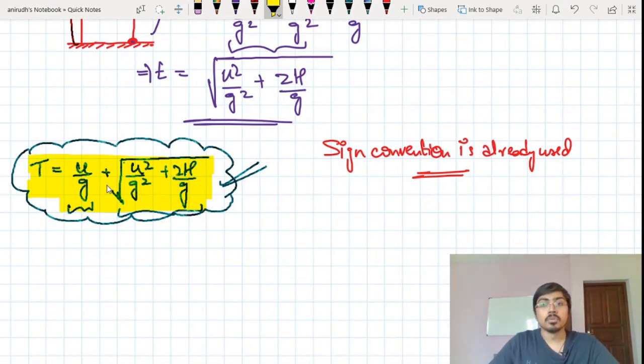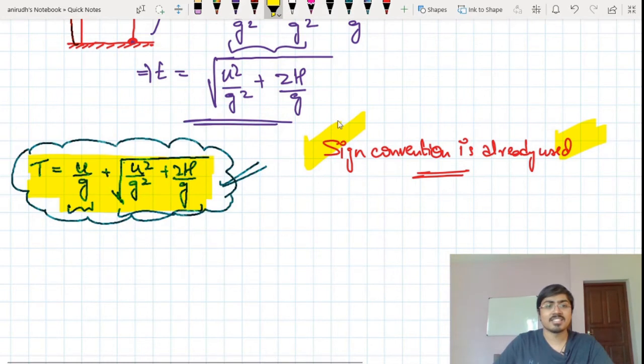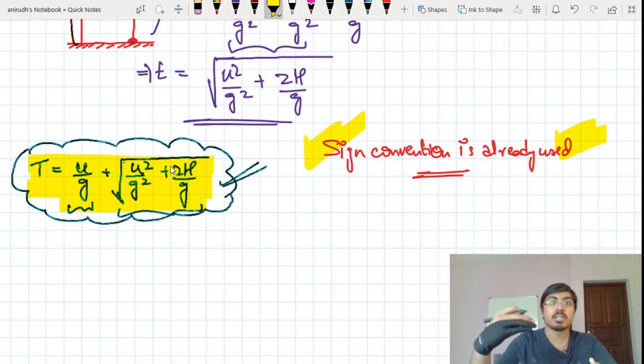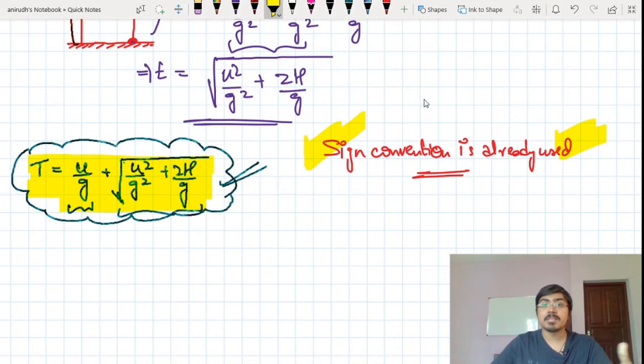So yes, let's go to some other question. But I would still like to highlight it over here. Sign convention has already been used here. So never land up in trouble by using this. Just substitute the values. That's enough to get an answer. This is the total time of flight taken by the body thrown up from a height h to reach the ground. U by g plus root of u square by g square plus 2h by g.